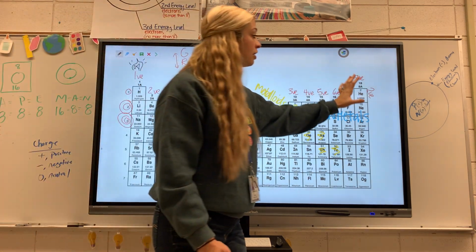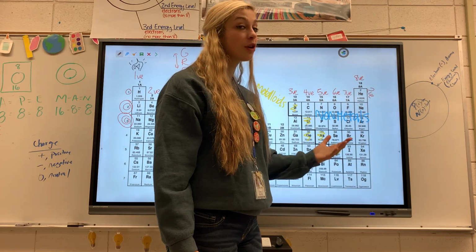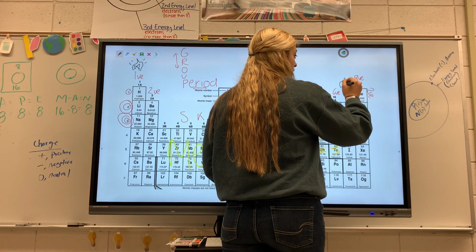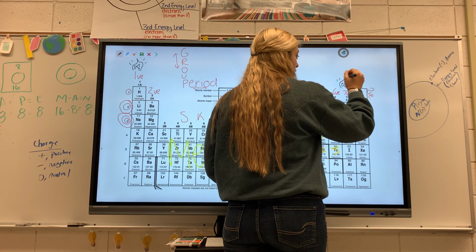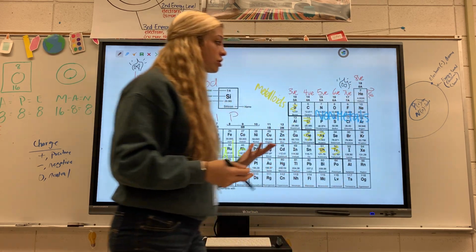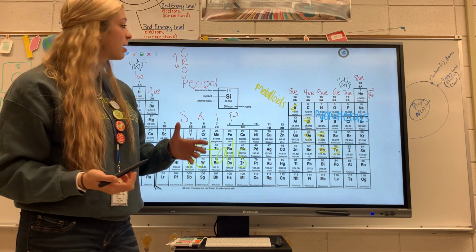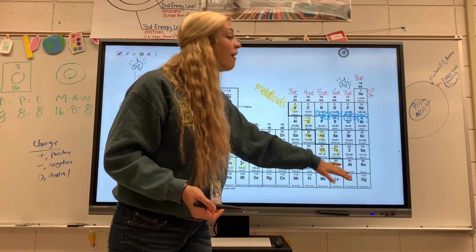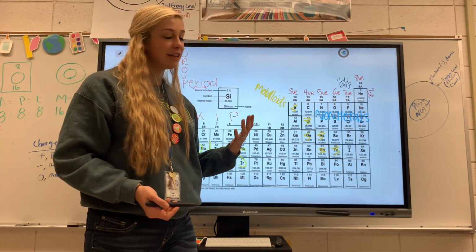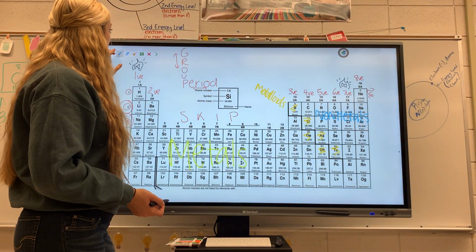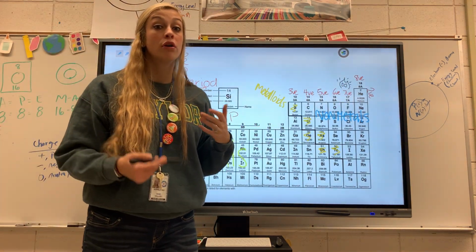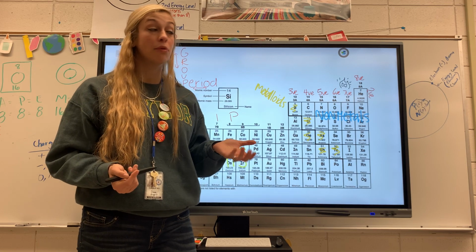And group 17 or 7A also gets a fire flame. So that's maybe a little bit better of a fire flame. They're also all very reactive. The last important one is group 18. Remember, group 18 is stable.